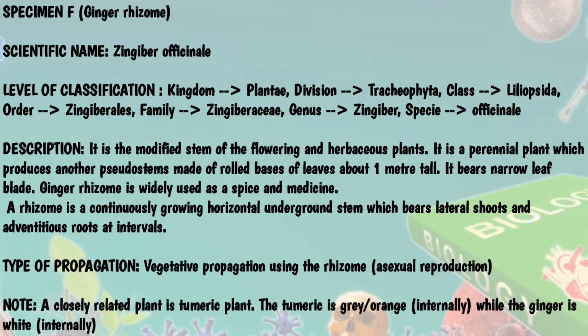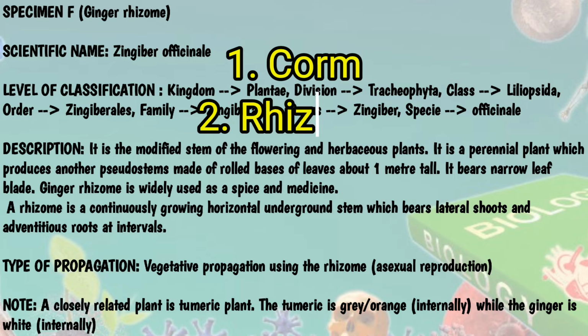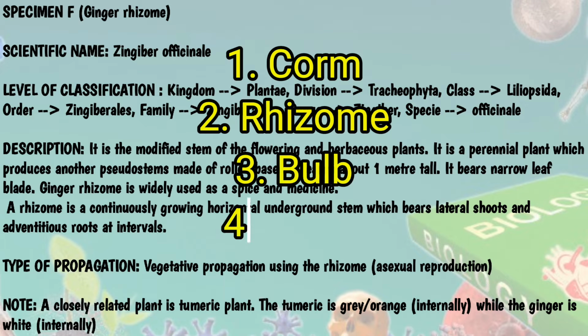So a closely related plant to the ginger is called the turmeric. But the major difference between the turmeric and the ginger is that the turmeric has an orange stem internally, while the ginger is white internally. In addition, there are several parts of a plant that are modified for food storage, and the basic ones are the corm, we have the rhizome, we have the bulb, we have the tuber, and then we have the sucker.